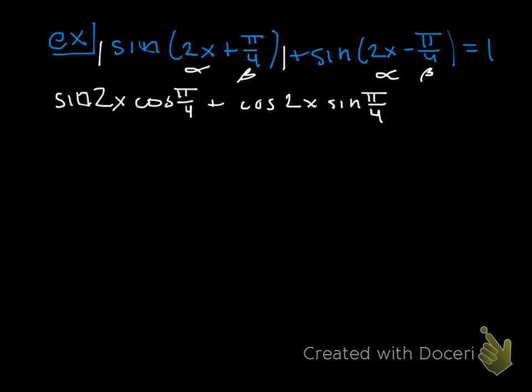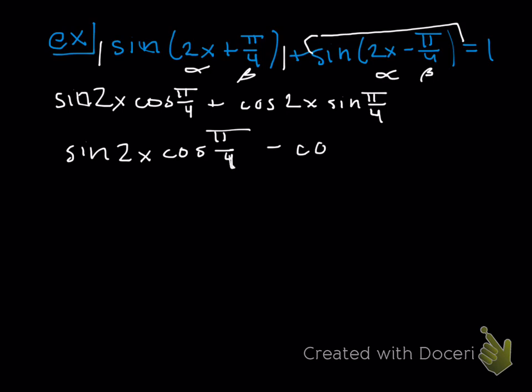So now I need to figure out what's going to replace this formula right here. So I'm now using the sine of alpha minus beta. I'm just going to write it on the second line. So that formula says sine of alpha cosine beta minus cosine alpha sine of beta.